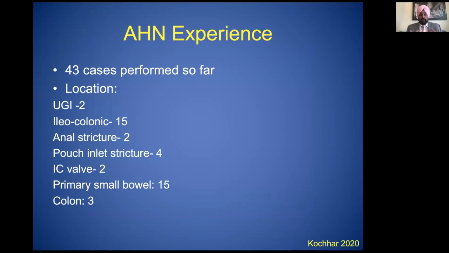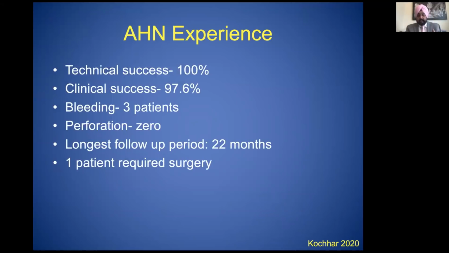What has been my experience so far at AHN? We have done 43 cases, locations from upper GI tract to anal canal stricture, pretty much everywhere in the GI tract. We have achieved technical success, defined by passage of the scope during the procedure, in all patients. Clinical success, defined by not requiring stricture-related surgery, in 97.6% patients. 3 patients had post-procedure bleeding, which self-resolved, no perforations. The longest follow-up period is 22 months. 1 patient ended up requiring a surgery because of the pouch failure.